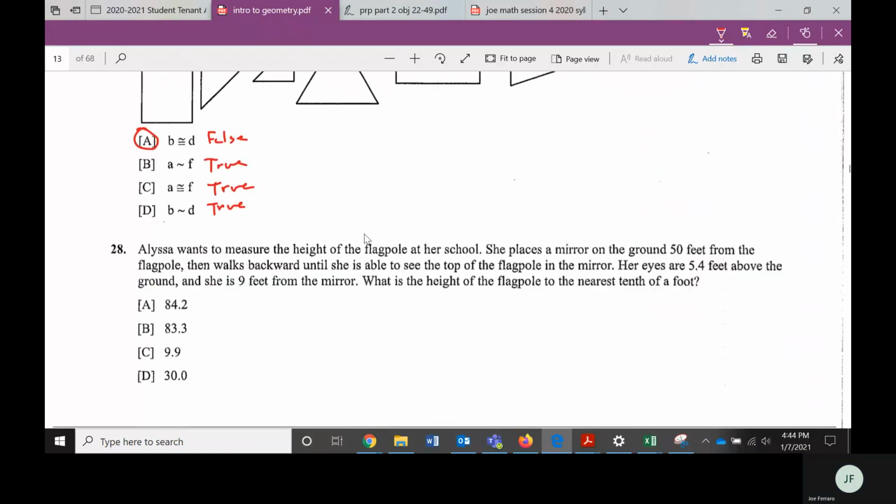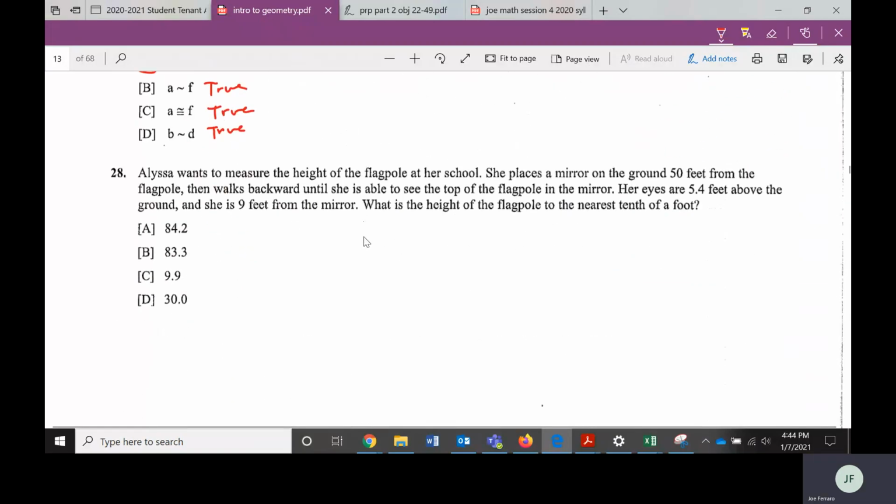Number 28, the setup of this one is the important thing. So let's read through it. It says Alyssa wants to measure the height of a flagpole at her school. She places a mirror on the ground 50 feet from the flagpole, then walks backward until she is able to see the top of the flagpole in the mirror. Her eyes are 5.4 feet above the ground, and she is 9 feet from the mirror. What's the height of the flagpole?